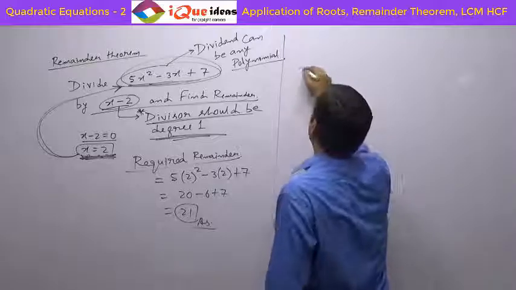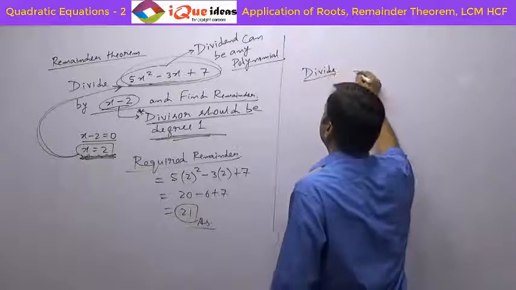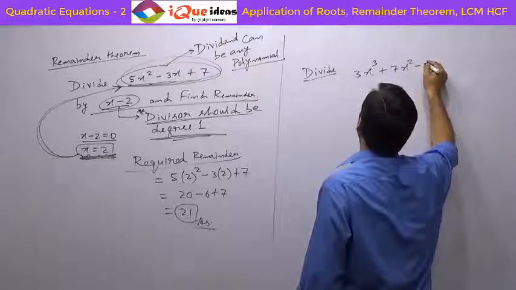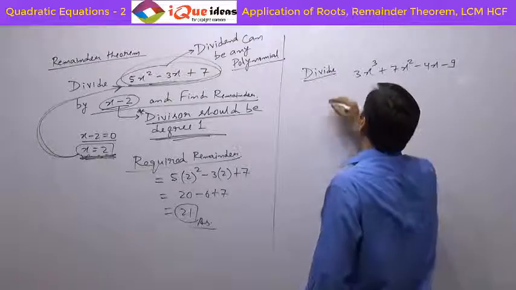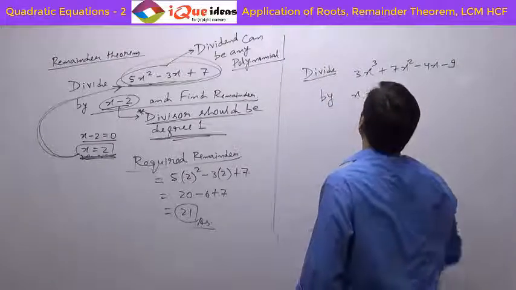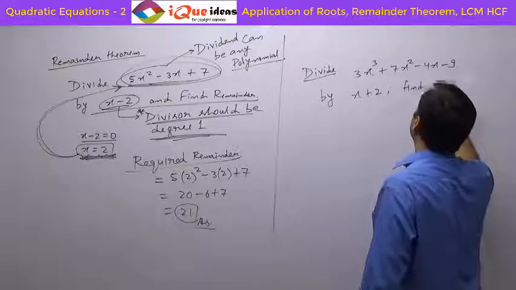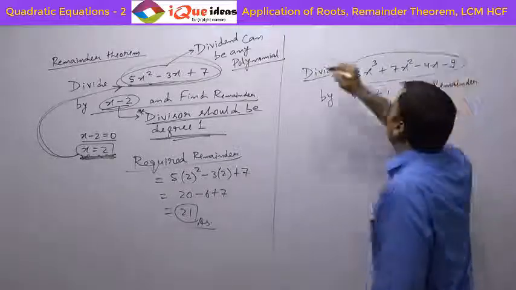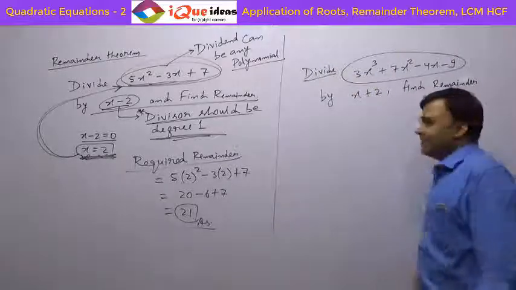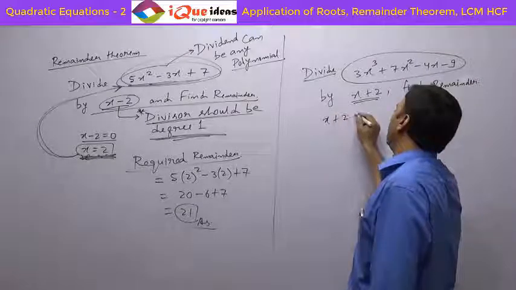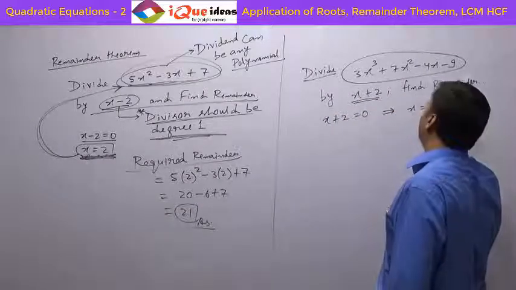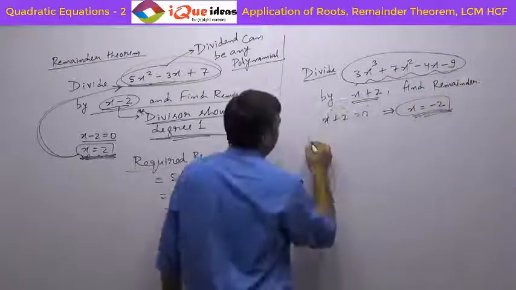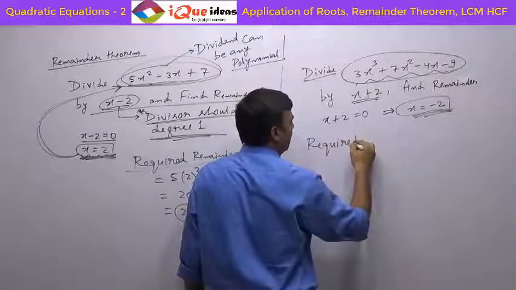If I say divide 3x cube plus 7x square minus 4x minus 9 by x plus 2, find the remainder. Now what do you need to do in this? The dividend can be of any degree, it doesn't matter. Just equate the divisor to 0. So x plus 2 is 0, that means x equal to minus 2. Straight away put x equal to minus 2 in this whole expression in place of x, and you will get your remainder.